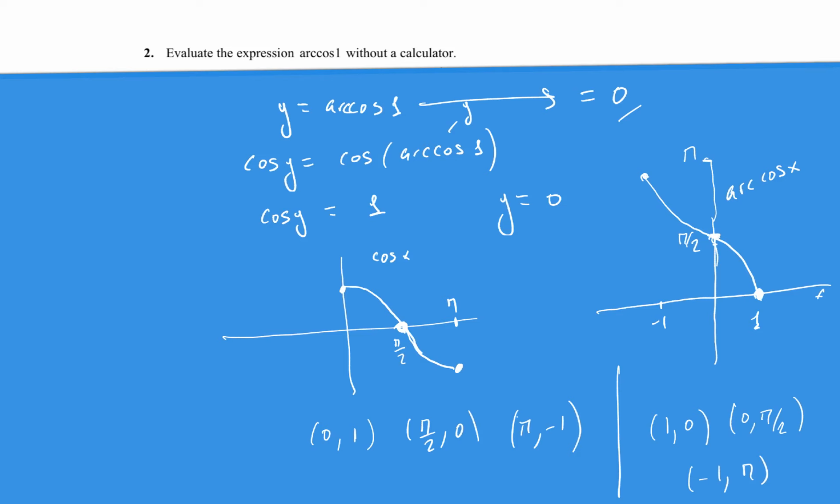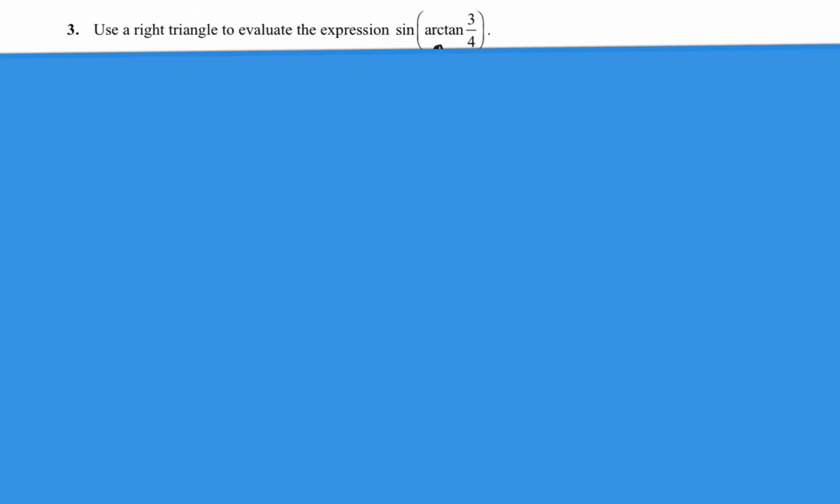Let's go to the next problem. Now the third problem says, use a right triangle to evaluate the expression sine of arctangent of 3/4.